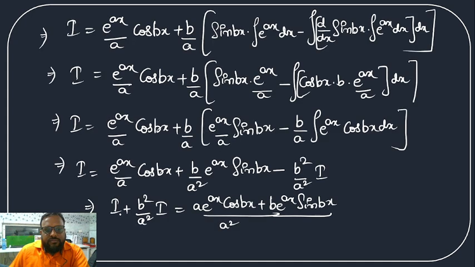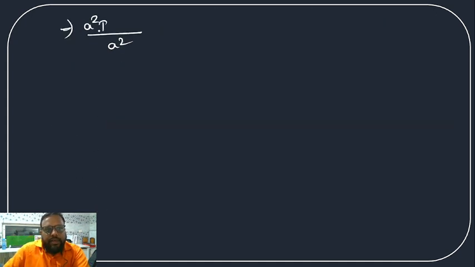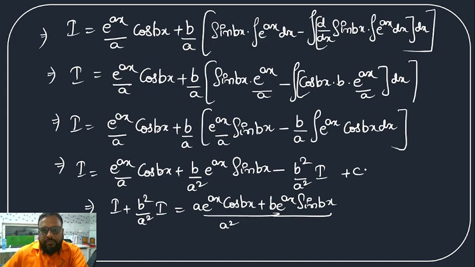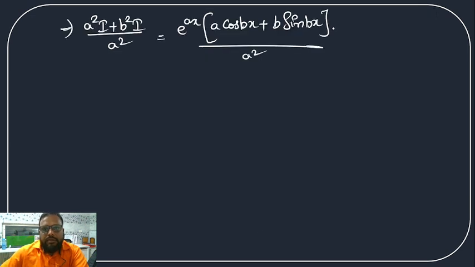Next step, when I take the LCM of a square, this becomes a square I plus b square I equal to, here I can take out e to the power of ax common. If I take out e to the power of ax common, I will be left with a cos bx plus b sin bx, by a square. Of course, here you are left with plus c. So a square gets cancelled.